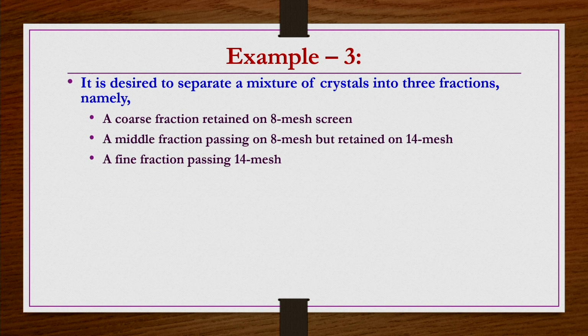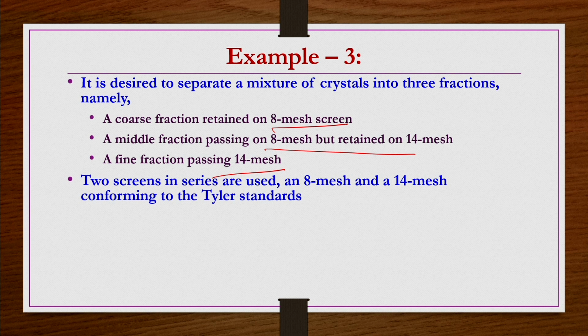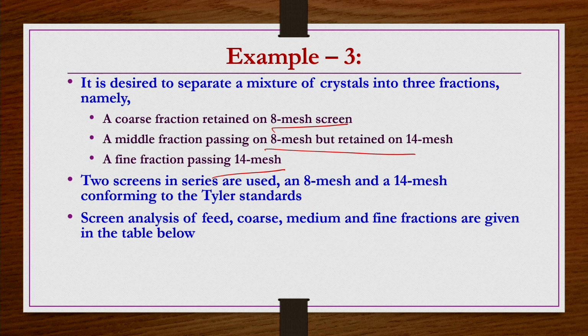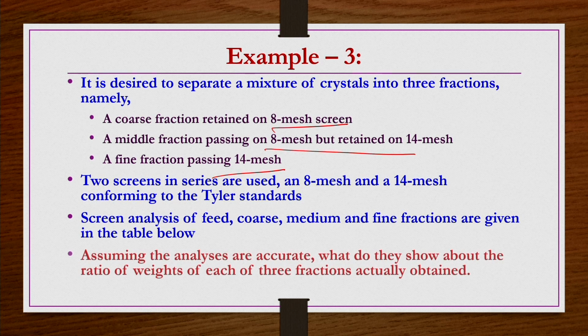Last example: it is desired to separate a mixture of crystals into three fractions. Let us have a coarse fraction retained on 8 mesh screen and a fine fraction passing through 14 mesh. The middle fraction is whatever passes through 8 mesh but is retained on 14 mesh. Two screens in series are used, 8 mesh and 14 mesh conforming to the Taylor standards. The mesh opening for 8 mesh from the Taylor series should be taken as the DPI. Similarly for 14 mesh, the Taylor screen opening should be taken as the DPI. Screen analysis of feed, coarse, medium and fine fractions are given in the table below.